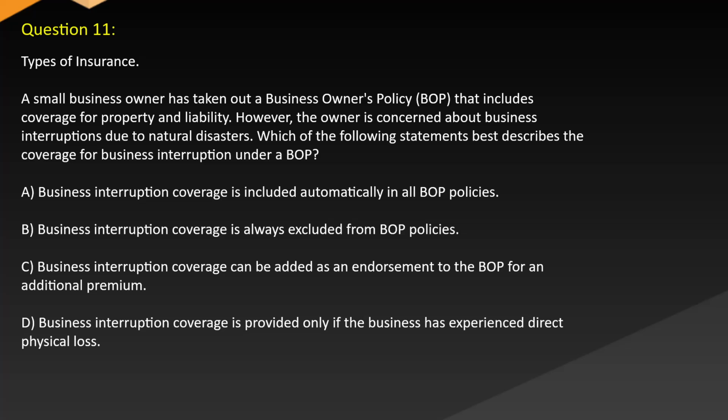A. Business interruption coverage is included automatically in all BOP policies. B. Business interruption coverage is always excluded from BOP policies. C. Business interruption coverage can be added as an endorsement to the BOP for an additional premium. D. Business interruption coverage is provided only if the business has experienced direct physical loss.